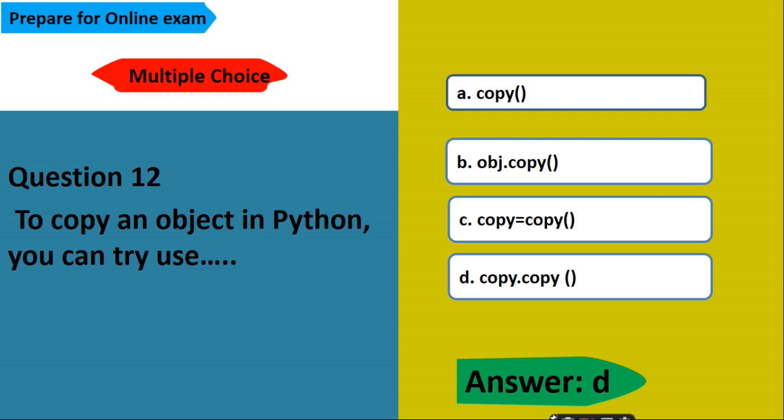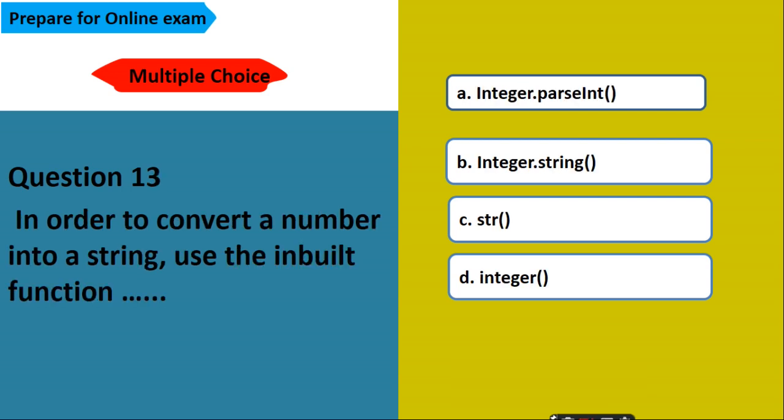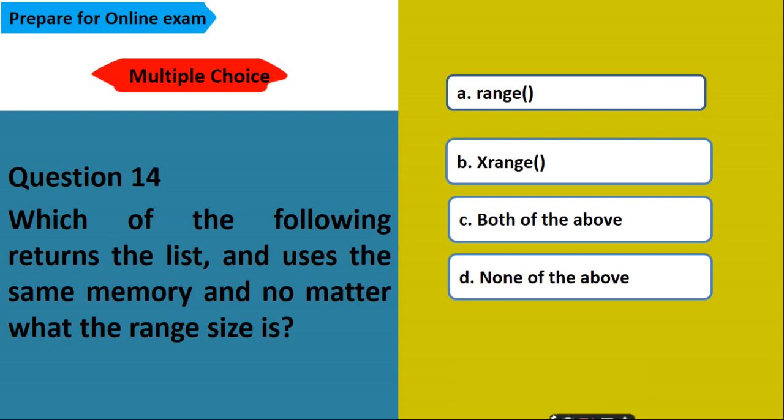In order to convert a number into a string, here we are converting the number into a string. Use the inbuilt function. A, integer.parsing, B, integer.string, C, str, D, integer. And the correct answer is C, str. To convert a number into a string, you can use the function str.